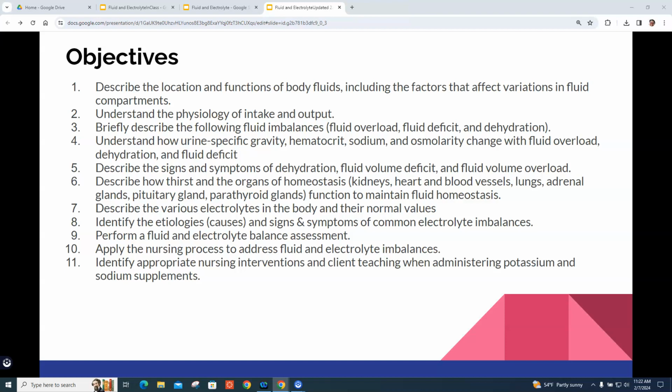Describe the various electrolytes in the body and their normal values. Identify etiologies or causes and signs and symptoms of common electrolyte imbalances. Perform a fluid and electrolyte balance assessment. Apply the nursing process to address fluid and electrolyte imbalances. Identify appropriate nursing interventions and client teaching when administering potassium and sodium supplements.